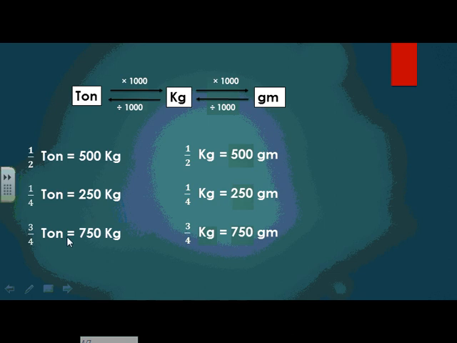3/4 of a ton equals 750 kilogram. And also 3/4 of a kilogram, it means 3/4 of 1000 and it's equal 750 gram. You have to study these conversions very well.